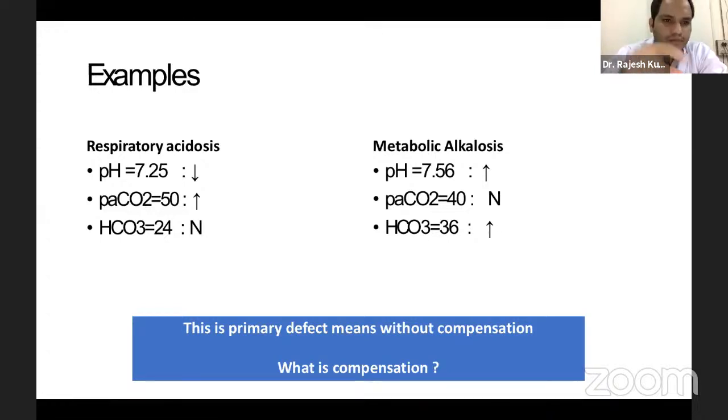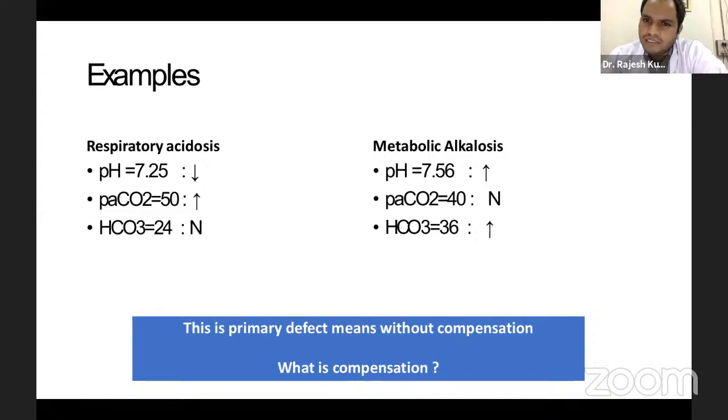So here are a few examples. The pH is 7.25, means it is on the lower side, a decreasing trend. 7.25 means simply acidosis. Okay, you got to know from the pH. 7.25 means acidosis. Now the second thing to see is what the primary pathology is. PCO2 is 50, so it is rising, means it is respiratory. Primary pathology is respiratory acidosis. Compensation: no compensation, because bicarb is normal. So it is a simple respiratory acidosis.